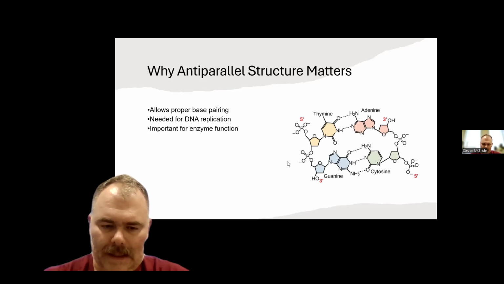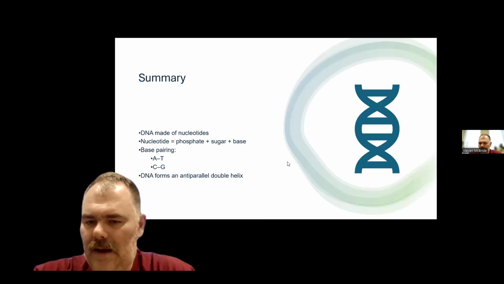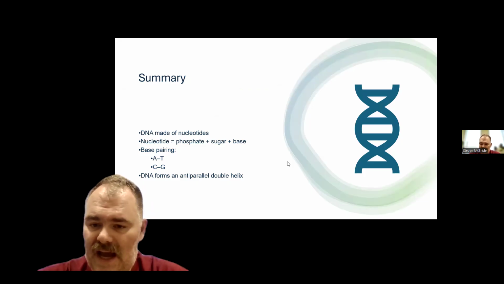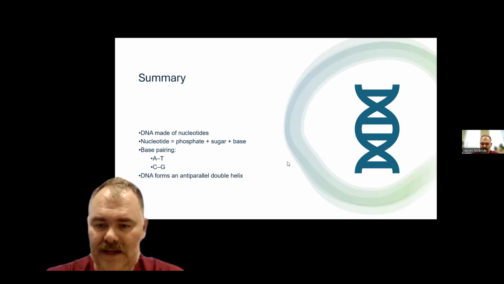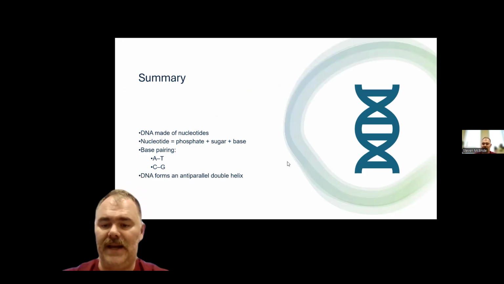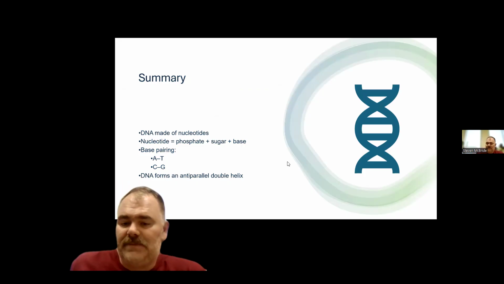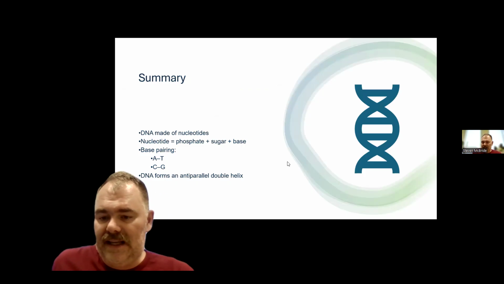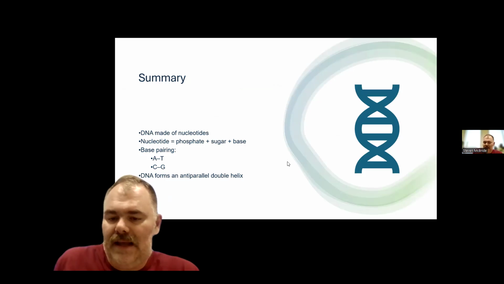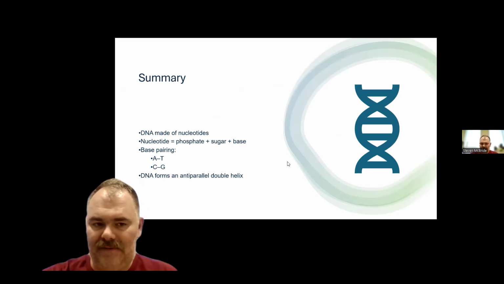All right. So to summarize, DNA is made up of nucleotides that contain a phosphate group, a deoxyribose sugar, and a nitrogenous base. Those bases pair specifically with A pairing to T and C pairing with G. And two DNA strands twist together into an anti-parallel double helix that stores and transmits genetic information.